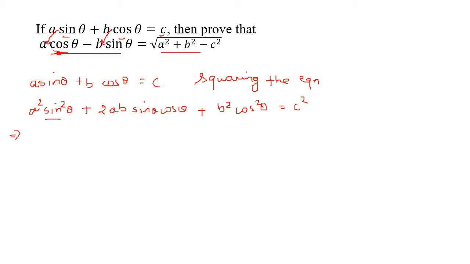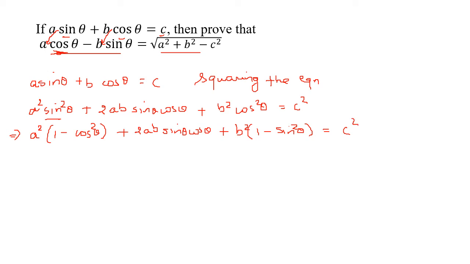What do I do? You have understood. Instead of sin square theta, I will write 1 minus cos square theta. The middle term 2ab sin theta cos theta I will keep as it is, but here b square cos square theta I will write as 1 minus sin square theta, equal to c square. Now let us open the bracket. We have a square minus a square cos square theta plus 2ab sin theta cos theta plus b square minus b square sin square theta equal to c square.